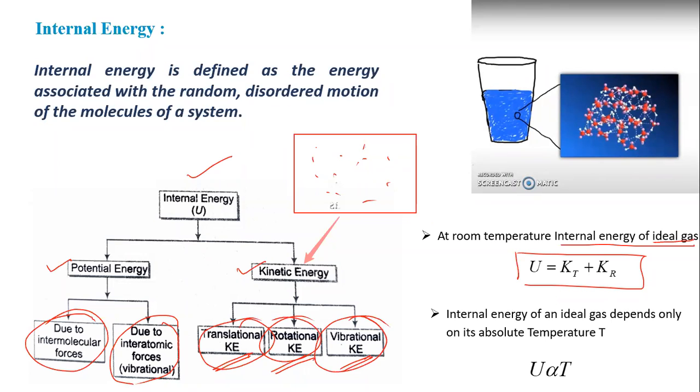The internal energy also depends on the temperature. You know that kinetic energy is proportional to temperature. So obviously here internal energy depends on the temperature. As kinetic energy increases, obviously internal energy increases, and kinetic energy increases when temperature increases. So here the internal energy of an ideal gas depends only on its absolute temperature T. So we have written here U proportional to T.